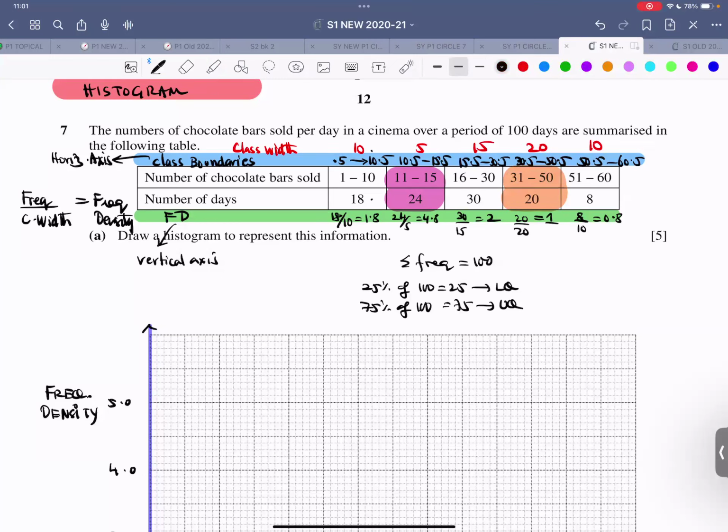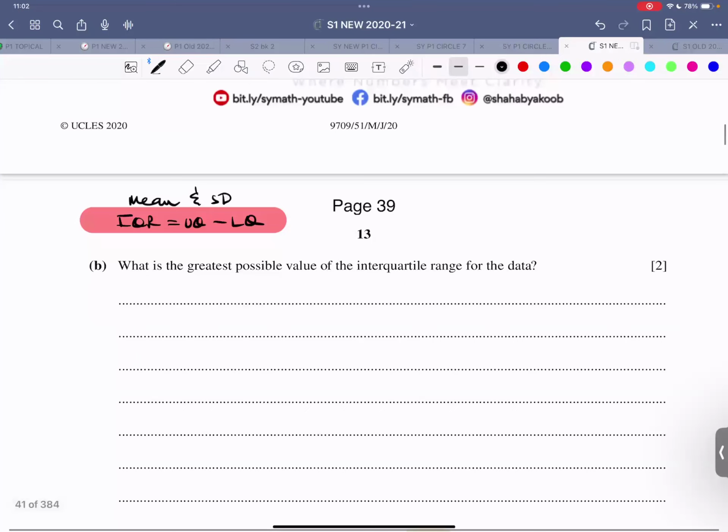So now the lower quartile lies over here, and the upper quartile lies over here. 11, 15, 31, 50. So now we have 11 till 15 and 31 till 50. These are the values that we have. Now, what are we interested in? We are interested in the greatest value.